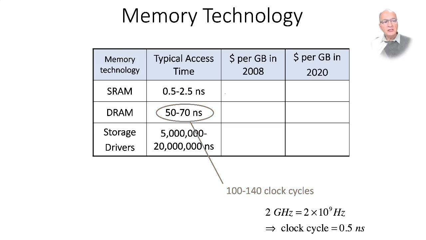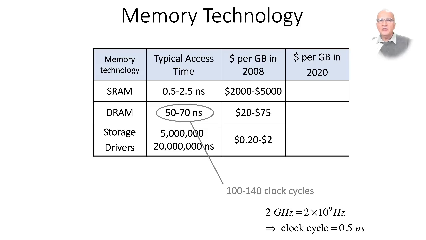But now, if we look at storage drives, an access to any storage drive can take anything between 5 million and 20 million nanoseconds. If I look at the cost per gigabyte, a gigabyte of SRAM in 2008 was between $2,000 and $5,000. For DRAM it was between $20 and $75. And for storage drives, it was between 20 cents and $2.